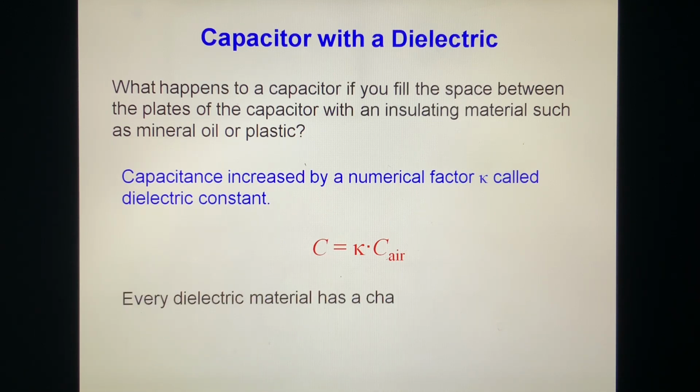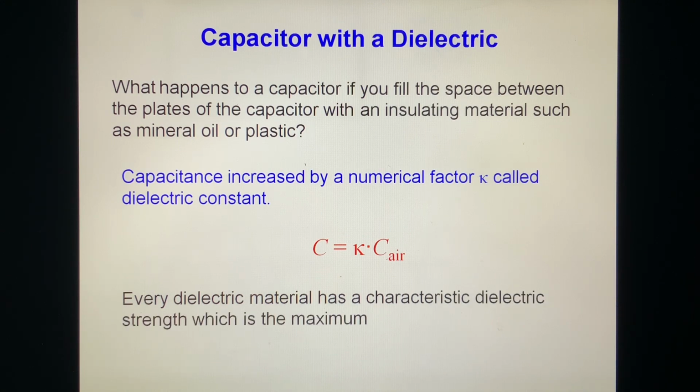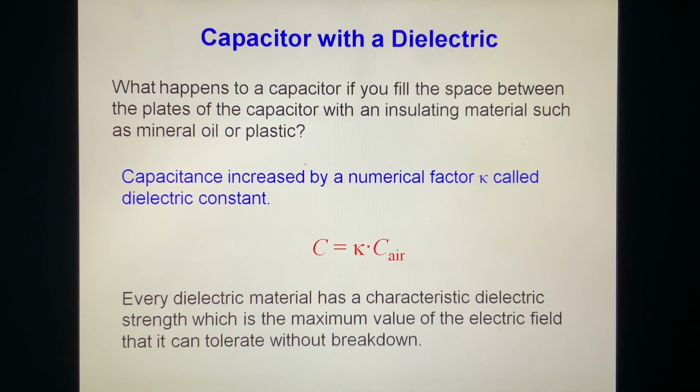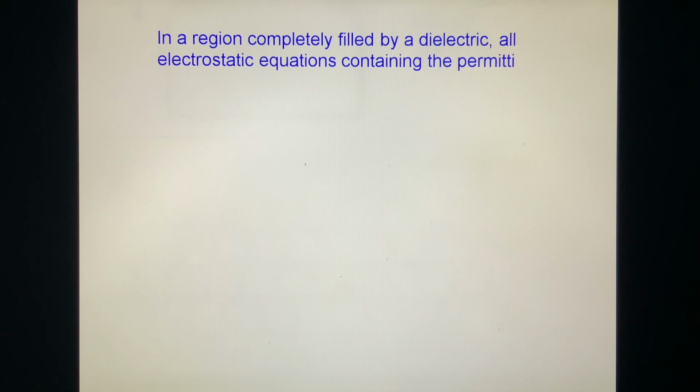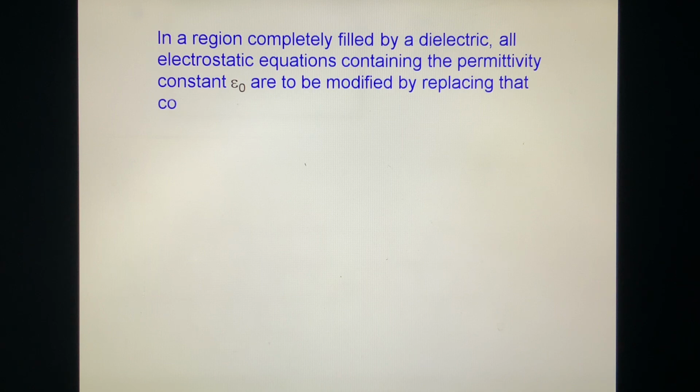Every dielectric material has a characteristic dielectric strength, which is the maximum value of the electric field that it can tolerate without breaking down. In a region completely filled by a dielectric, all electrostatic equations containing the permittivity constant epsilon zero are to be modified by replacing that constant by kappa epsilon zero.